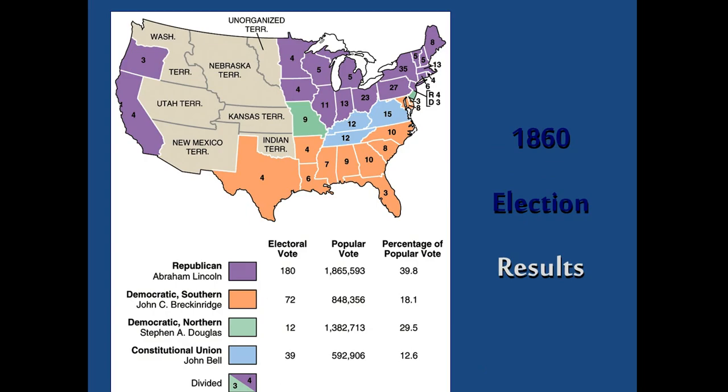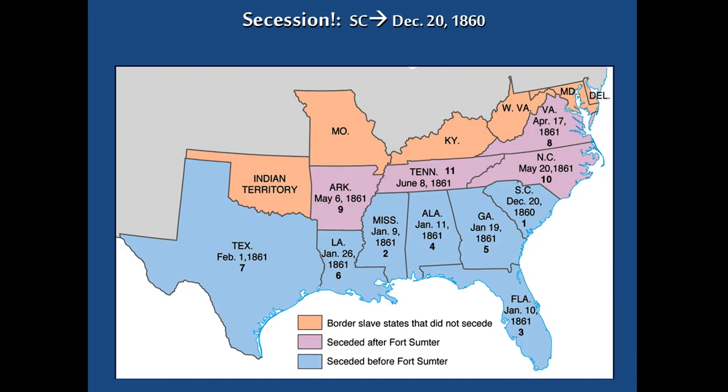Here's the Electoral College map. What's important about this is that you can see where the Union or the Republicans basically have their support, but you can see how divided the South is among its different factions. As a result of Abraham Lincoln becoming president and taking a tough stand on the spread of slavery, Southern states basically decide to secede from the Union.